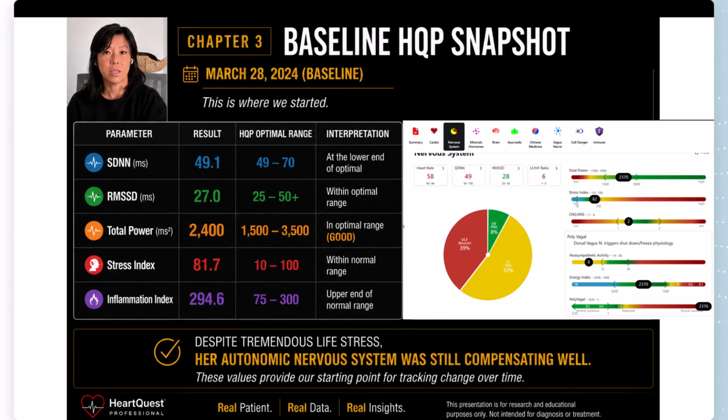Her stress index is 81.7, 10 to 100 is the range. So she's within normal range there. The stress index is how much stress you have on that nervous system. It's pretty good. And the inflammatory index is also in the upper end of the normal range. So despite tremendous life stresses, her autonomic nervous system was still compensating well. So that's a really, really important aspect of how she's going to fare with this particular disease, right?